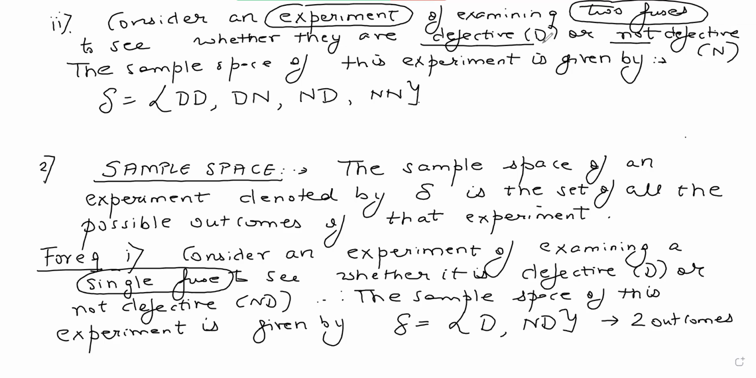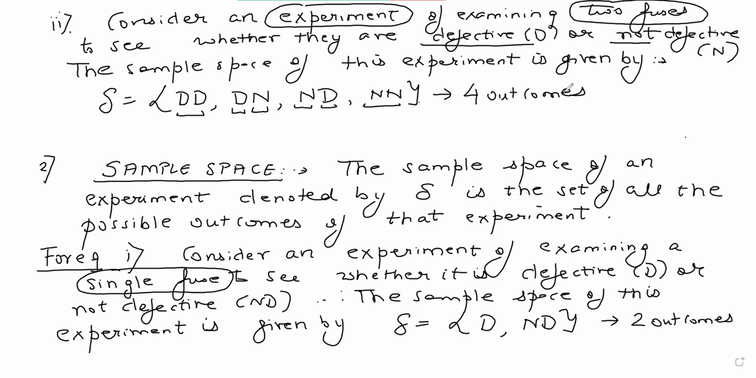D denotes defective, N denotes not defective. The sample space is given by, one possibility is both the fuses are defective. Another possibility is the first one is defective, second one is not defective. Another possibility is first one is not defective, second one is defective. And the last possibility is that both the fuses are not defective. How many outcomes? In total, 4 outcomes.